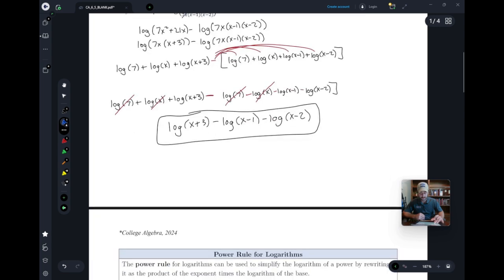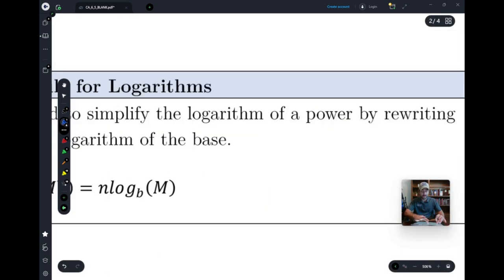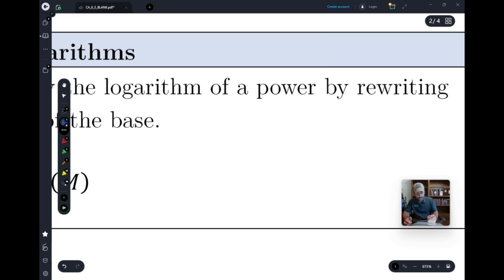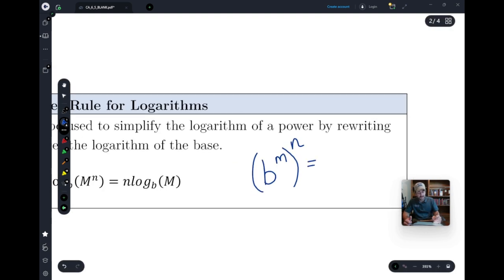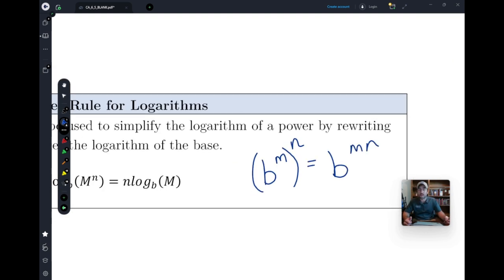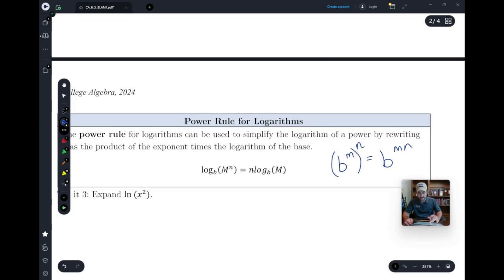All right, let's keep going and look at the power rule. This power rule is very similar to the other power rule. It might look a little different, but if you have your base b raised to the m raised to the n, we know that that's the same thing as b to the mn from our properties of exponents. And so what you see is an exponent on the outside turns into multiplication on the inside. Well, now we've got an exponent on the inside, and you'll see that you can move it to the front and it turns into multiplication on the outside.